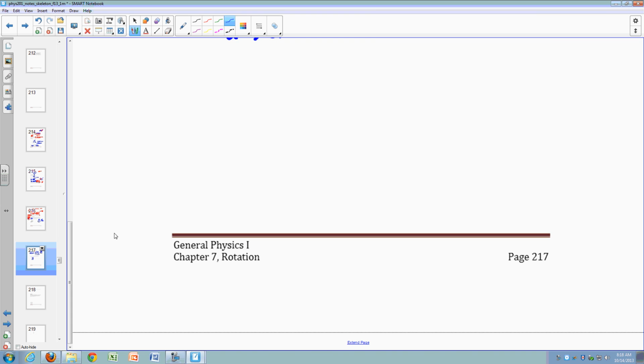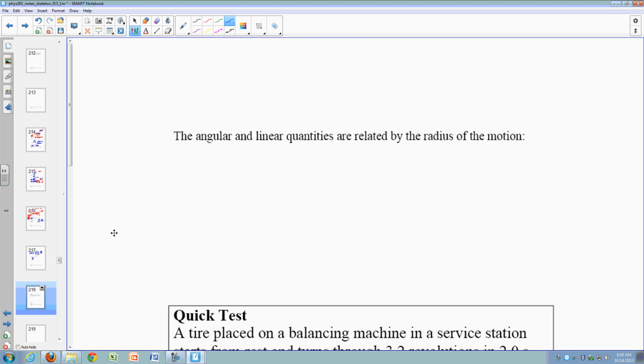Now, I can also relate the angular and linear quantities. So, for example, let's say I have a wheel and it's rotating with a certain omega. A certain point on this wheel is going to have an angular velocity equal to omega, but it's also going to have a linear velocity, right? It's just moving at a certain speed, a certain number of meters per second. And so if I know omega, I should be able to calculate what v is. And we can do that by the radius.